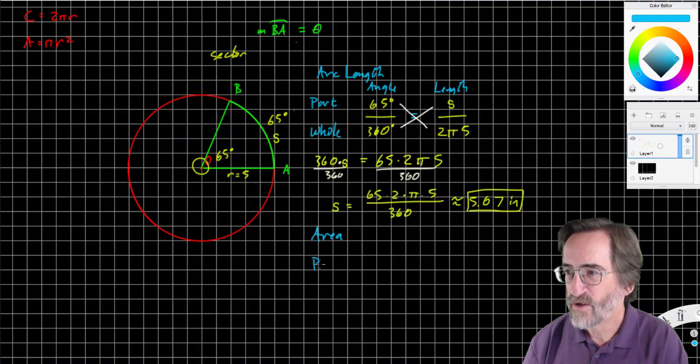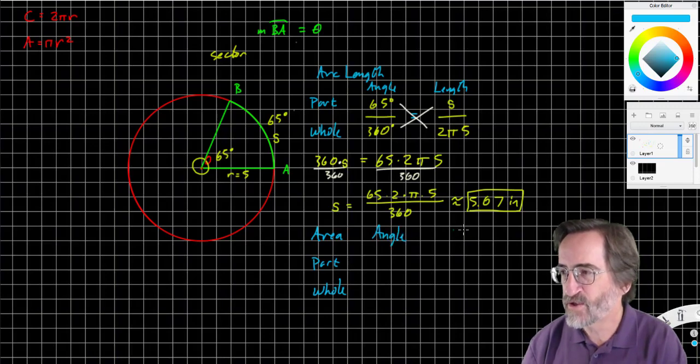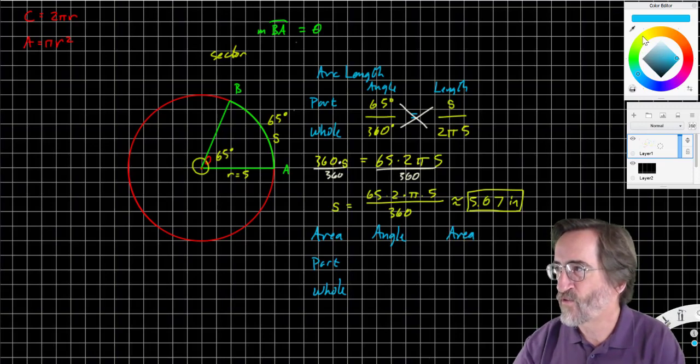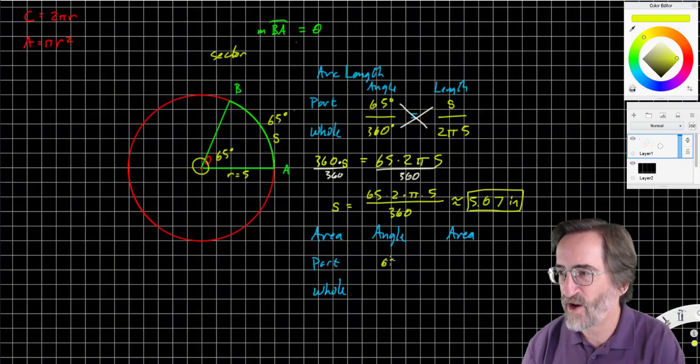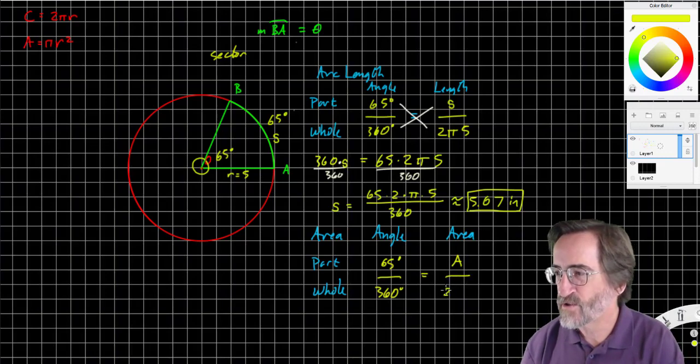We do the part over the whole. Part over whole. We compare the angle, not to the arc length now, but to the total area. Okay? And so here's what the formula looks like. Part of the angle is 65 degrees. The whole angle is 360 degrees, angle of the whole circle. Area of the sector is just A. And the area of the whole circle is pi r squared. Pi r squared. Now r is 5. So pi times 5 squared.